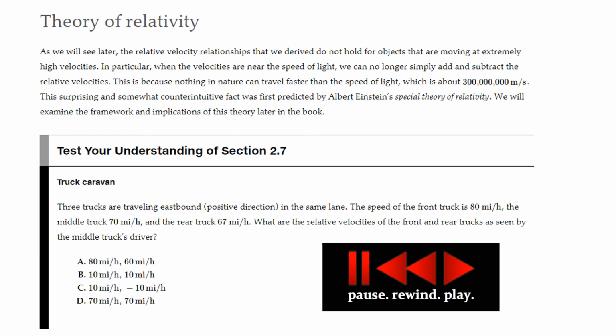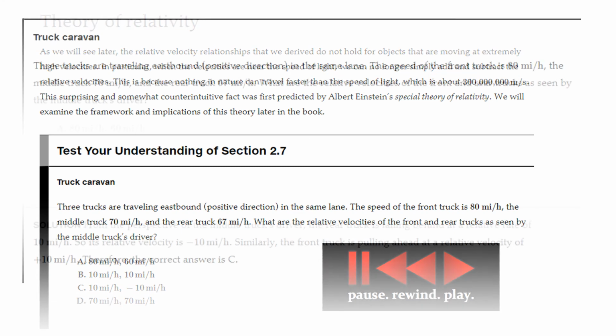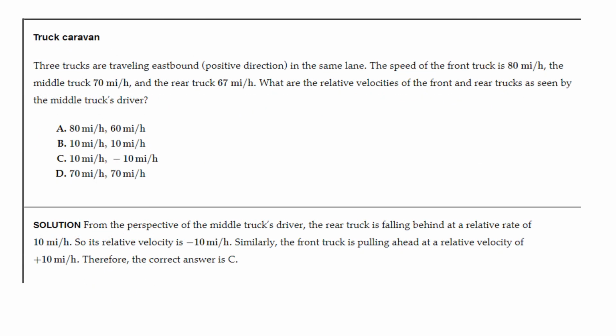Let's see how you did. Well, from the middle truck driver's perspective, the rear truck is falling behind at a rate of 10 miles per hour, so its relative velocity is minus 10 miles per hour. Similarly, the front truck is pulling ahead at a relative velocity of plus 10 miles per hour. Therefore, the correct answer to the question is C.